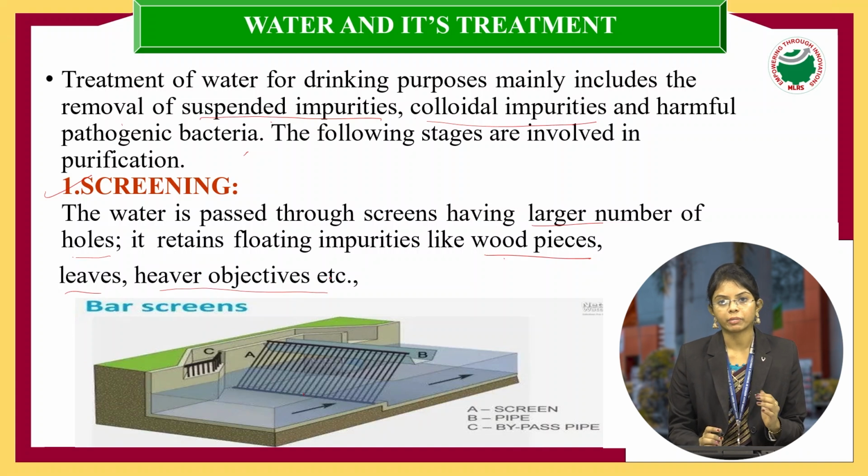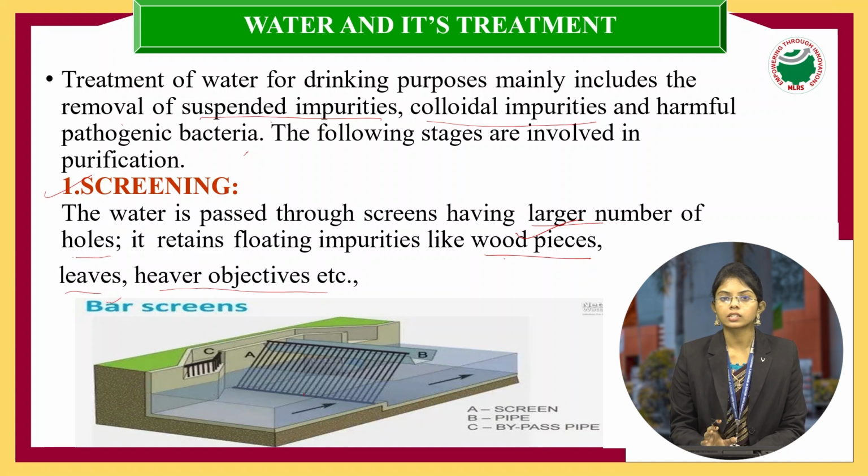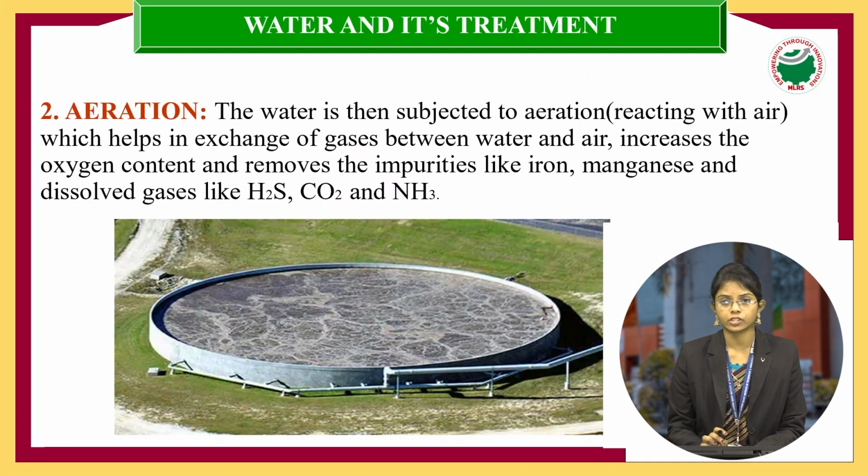First we take water from any source, and from that source we send the water to the screening step. In the screening step, we have screens with large holes. These holes prevent wood pieces, leaves or heavier objects from passing through, so the major part of the larger objects is removed by screening. Now the water from screening is sent to the second step, that is aeration.